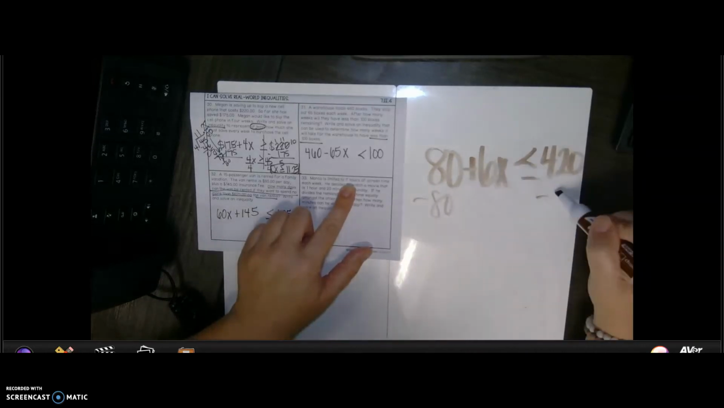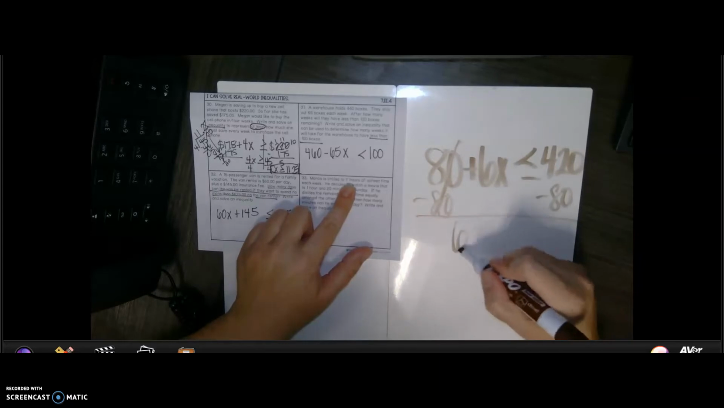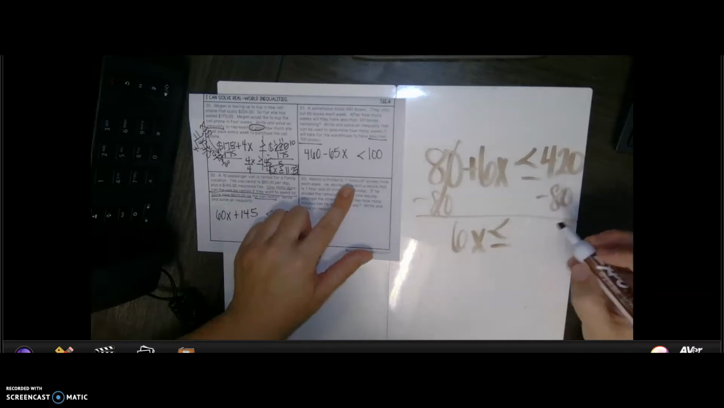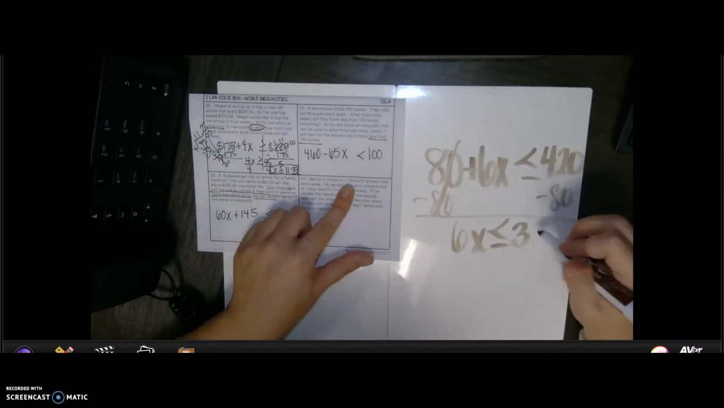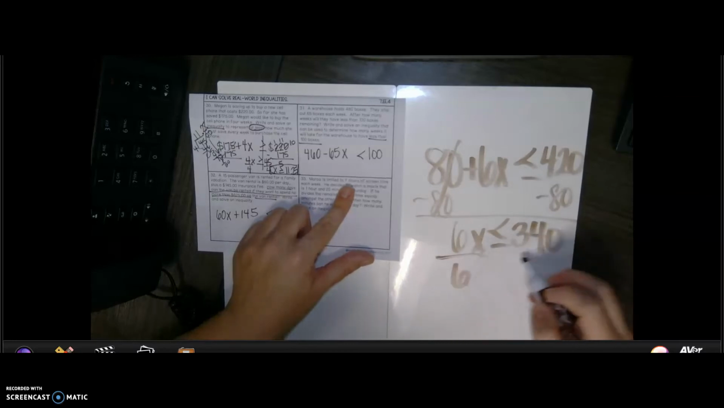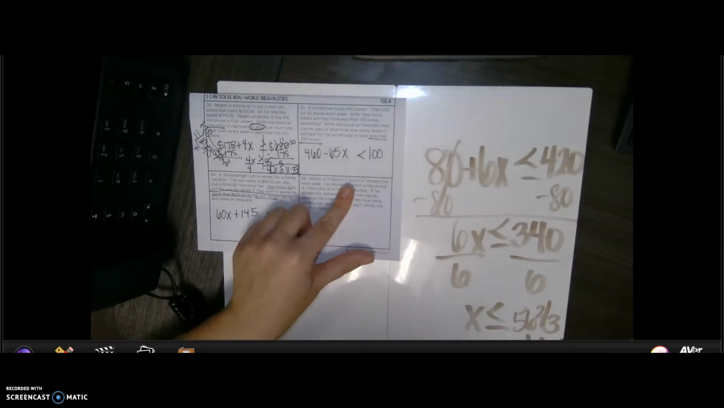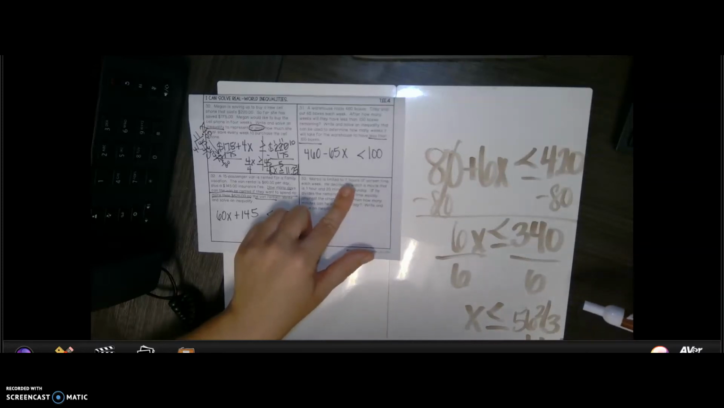Okay, so you would subtract 80 from both sides. That would give you 6x is less than or equal to 340. And then you would divide each side by 6. X is less than or equal to 56 2/3 minutes per day. 56 2/3, because when you divide this, you would get 56 with 4 out of the 6 left over, and then that would simplify to 2/3.